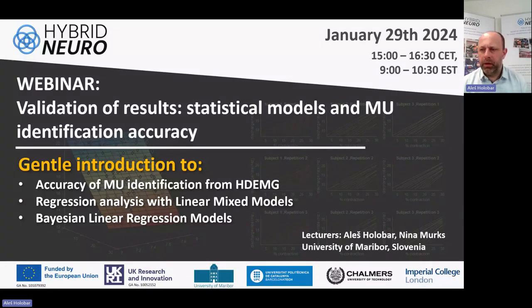But today we will be talking about the validation of the results. As I said, a gentle introduction to accuracy assessment, regression analysis with two different schools of thinking. One is linear mixed models and the other is Bayesian linear regression model.